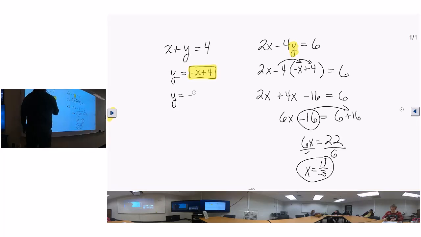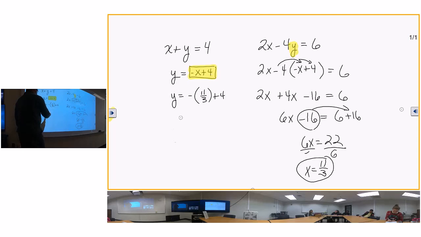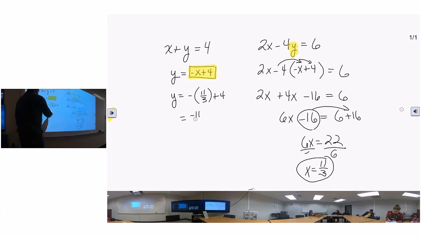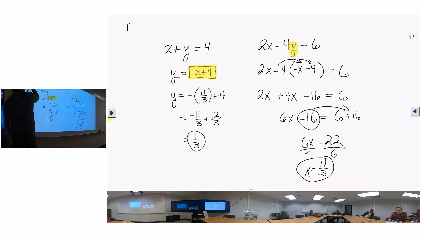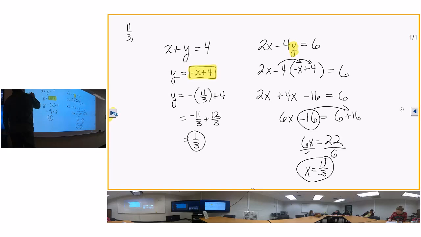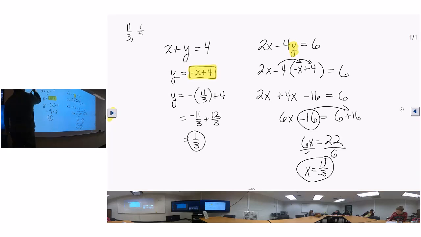Negative 11 over 3 plus 12 over 3 is equal to what? So where do these two lines cross? At 11/3 and what? 1/3.